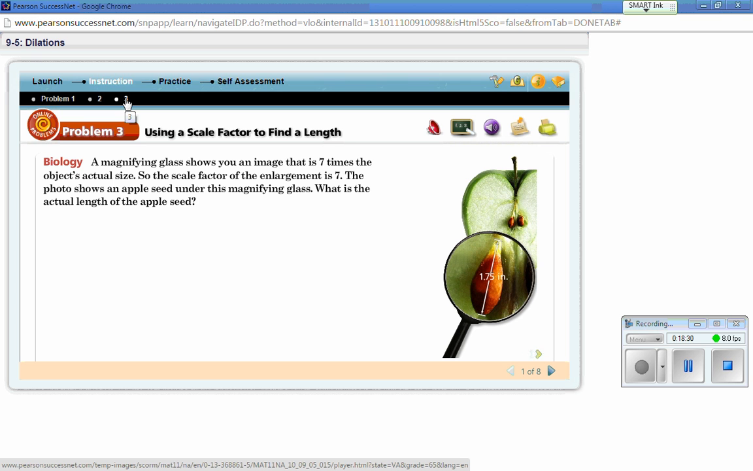What do you think we'd do here? Okay, you would take 1.75 and divide by 7. You think that's right? Because it's 7 times smaller. Let's see what happens.